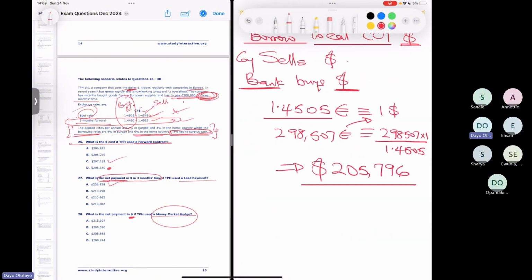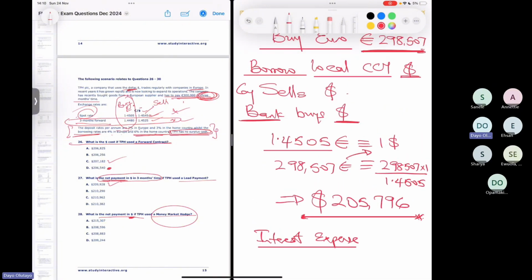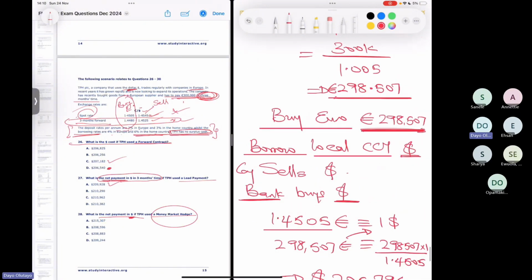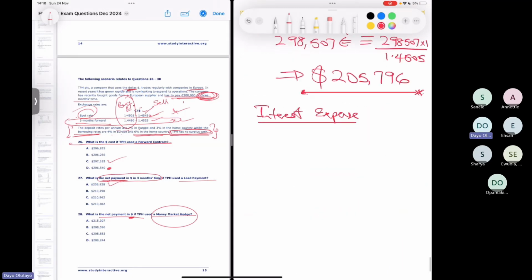But does it end there? It doesn't end there because I'm going to borrow this, and when you borrow money, it's not for free. So there's interest expense. Like I said, it depends on how the question is being asked, and that's why I want you to understand. This question is asking for the net payment, which means you must consider everything. But if the question had said, how much should the company borrow? It's $205,796. If the question had asked, how much should the company invest? It is 298 euro, because that's what they need to invest. This is what they need to borrow.